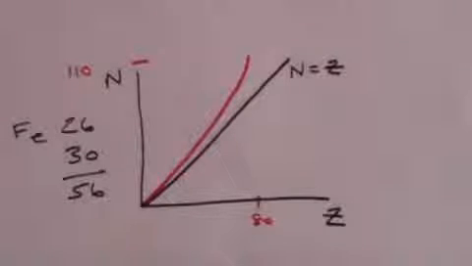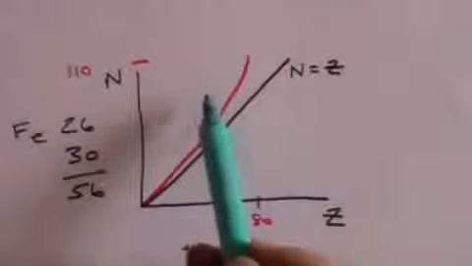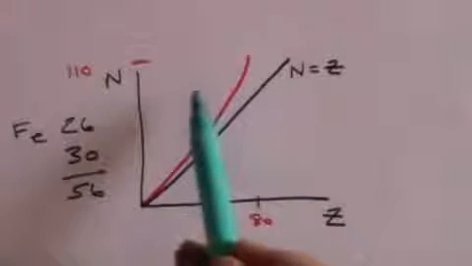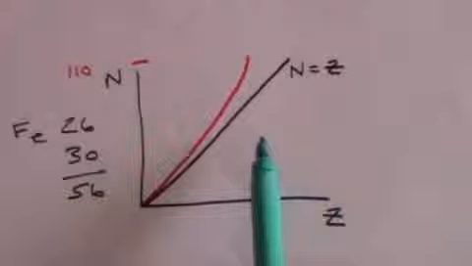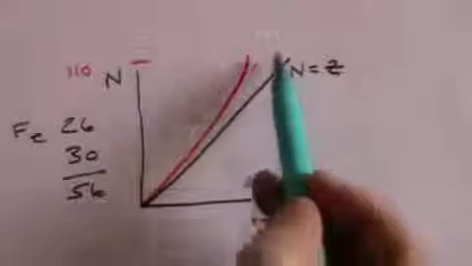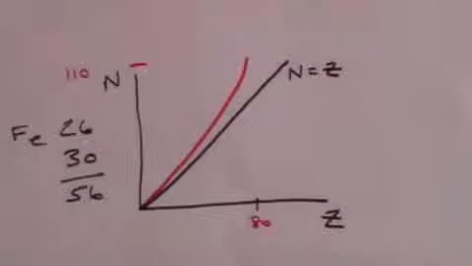A nucleus is likely to be unstable if it has either too many neutrons, in other words, it's in this part of the chart, or if it has too few neutrons, which means it's in this part of the chart, or if it has too many nucleons, in other words, it's right up here somewhere, or if it has too much energy. There are three types of radioactive emissions: alpha, beta, and gamma.